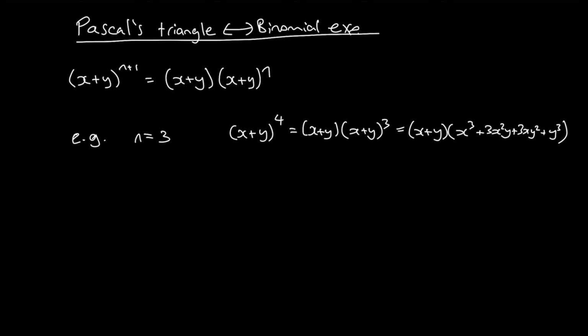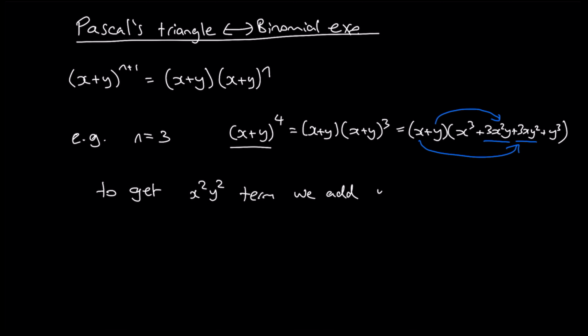And now we consider how we get certain terms in this expansion. To get the x squared y squared term, really what we do is we have the 3x squared y term times y plus the 3xy squared term times x. So we add y times 3x squared y plus x times 3xy squared, which gives us 6x squared y squared.